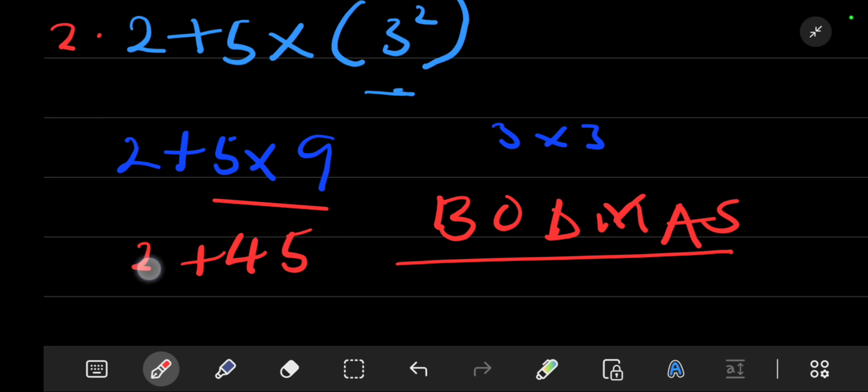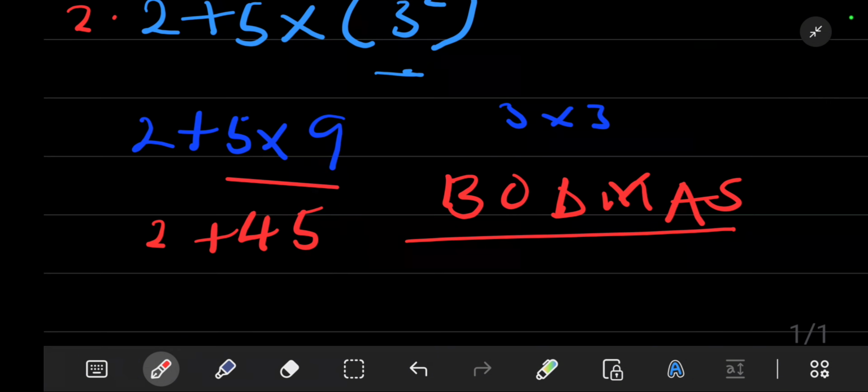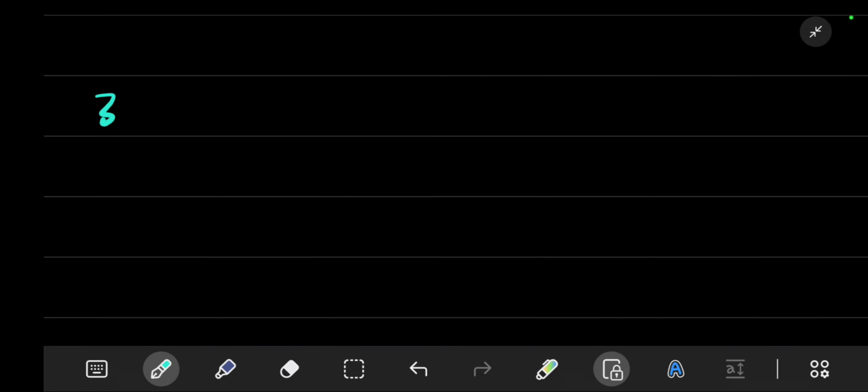Now, 2 plus 5 times 9. Now, 2 plus 45 equals 47. 47 is our final answer. Now to the next question.